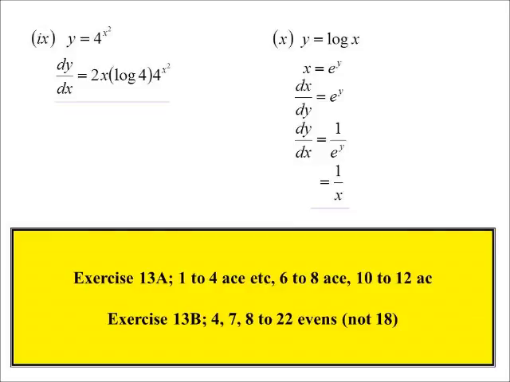All right, 13a, 13b, oh, not 18. See, I'm not mean. I get you to do all the even ones, just not 18, okay?